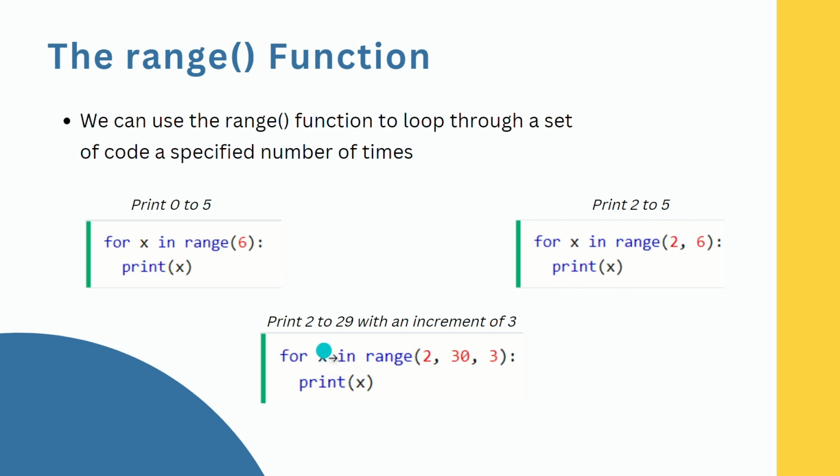Now, if you want to print, let's say from 2 till 29 with an increment of 3. So again, the upper limit is not included. So that's why it'll print from 2 till 29 with an increment of 3. So starting with 2, then 5, 8, 11, 14, and so on.